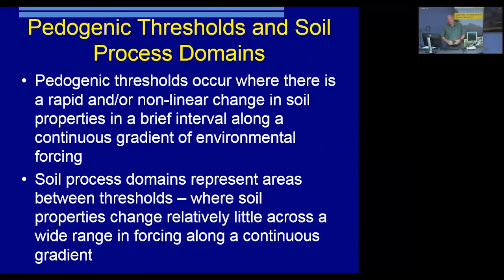In contrast, soil process domains represent the areas between thresholds where soil properties change relatively little across a wide range in forcing. And we use this framework to think about controls on nitrogen dynamics. We have domains where it's really dry and not very rich, but not poor, a domain where it's really rich in important plant-derived nutrients, and a domain where it's really acidic and really poor. And how does nitrogen cycling vary in those domains?